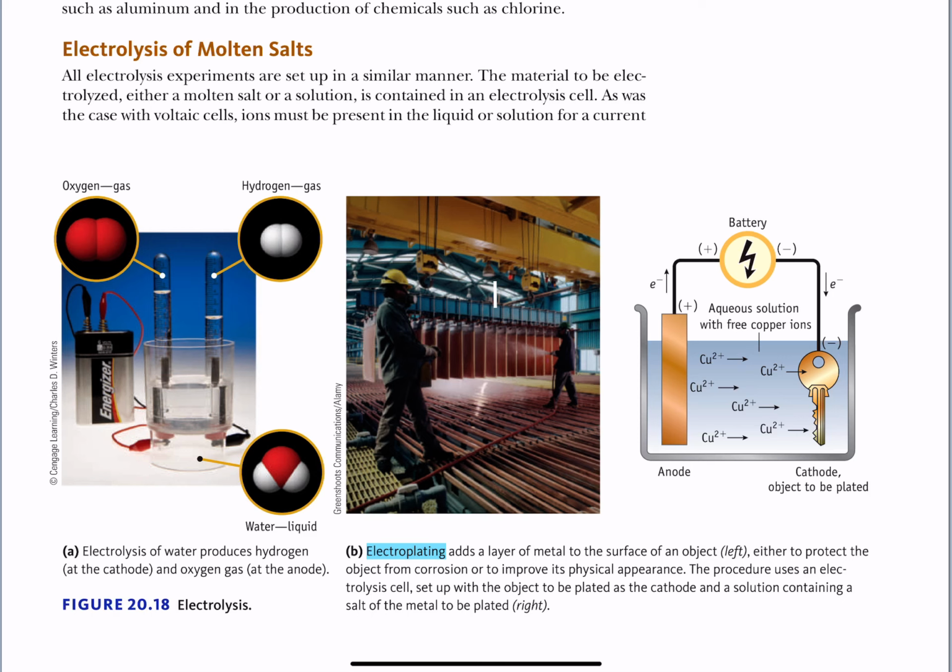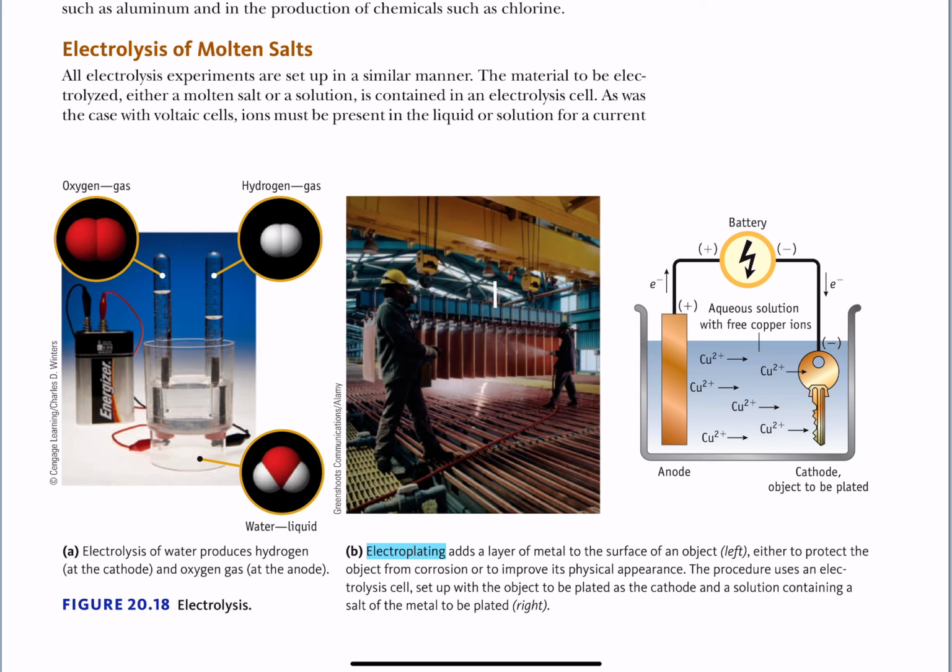Meanwhile, on the other side, those copper ions that are in solution, this could be copper sulfate, copper chloride, copper nitrate. These copper ions in solution will be depleted as they coat the key, unless your other electrode, the anode, is made out of the same metal, copper. This is hooked up to the positive post of the battery.